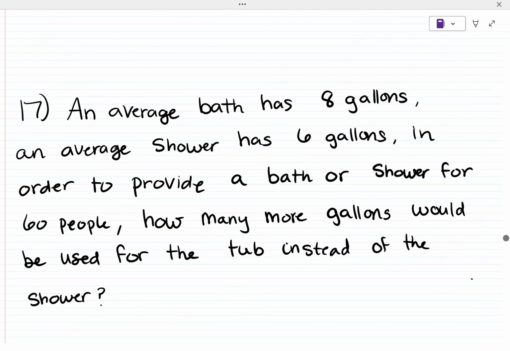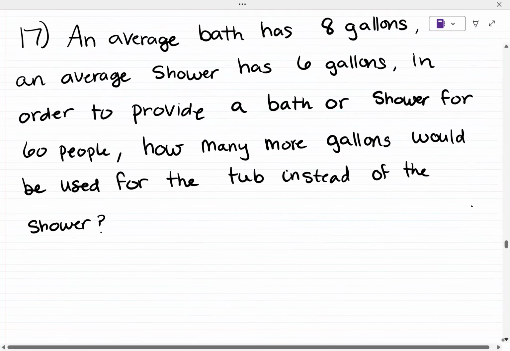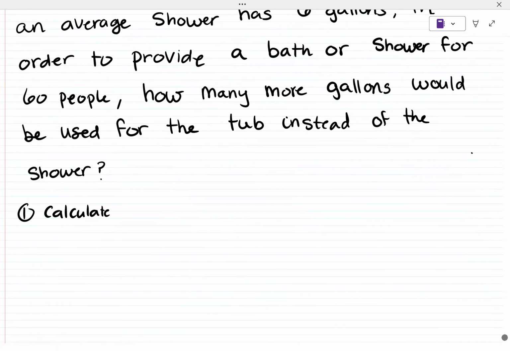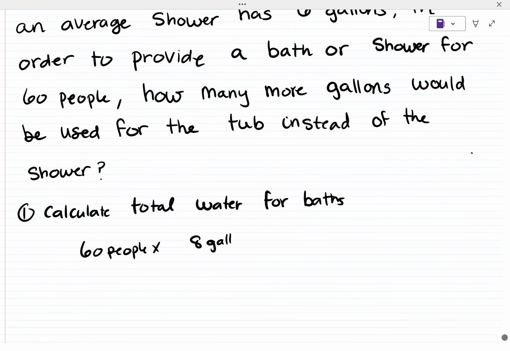So what I would do first is calculate the total water for baths, right? So we know for baths, there were 60 people, times it by 8 gallons per bath. And when you multiply it out, you're going to get 480 gallons.